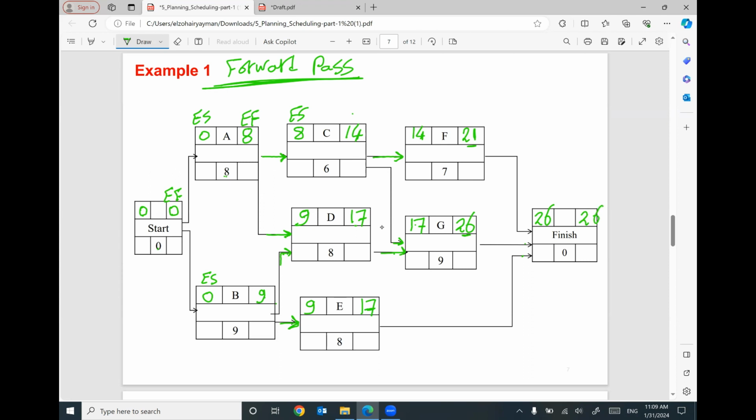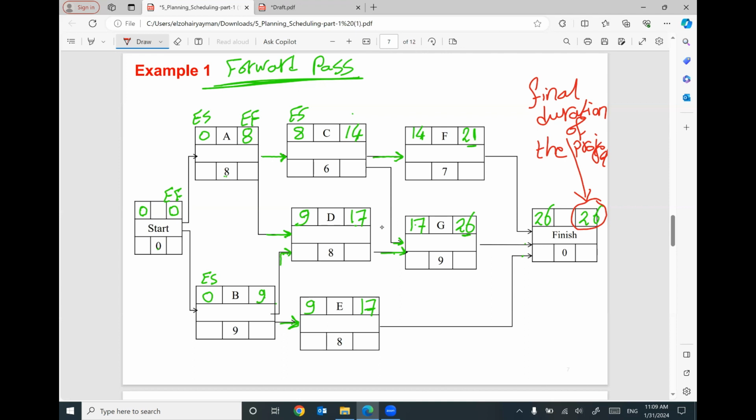Keep in your mind, this number will be the final duration of the project. This project will be done in 26 days, 26 weeks, 26 months, 26 years, whatever the unit, but the final duration of the project will be 26.